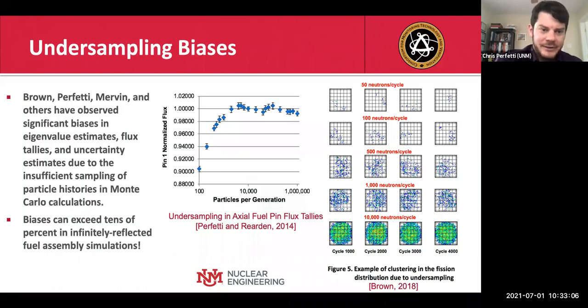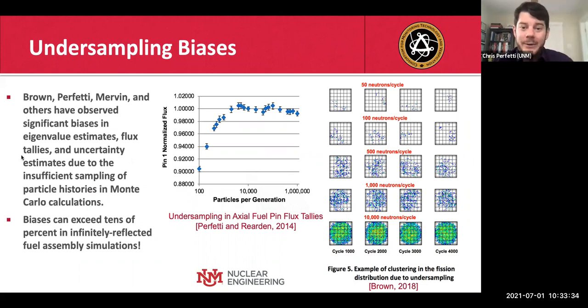Undersampling biases. So in eigenvalue simulations, in particular, you can have flux tallies and Monte Carlo tallies for fluxes or fission rates or whatever that have a bias due to undersampling. Basically, undersampling is you don't adequately sample all regions of phase space in that problem, and so it creates a bias, an error that exists that you don't know about.